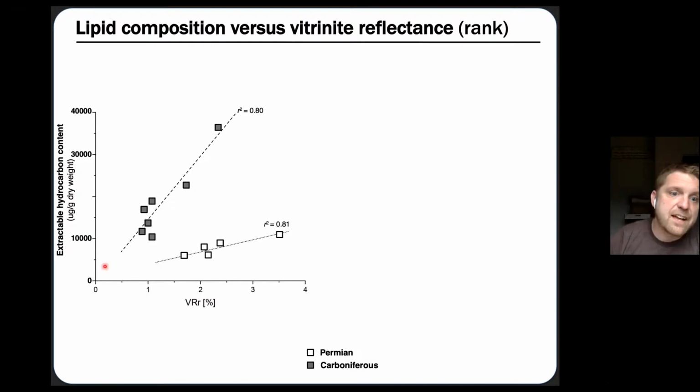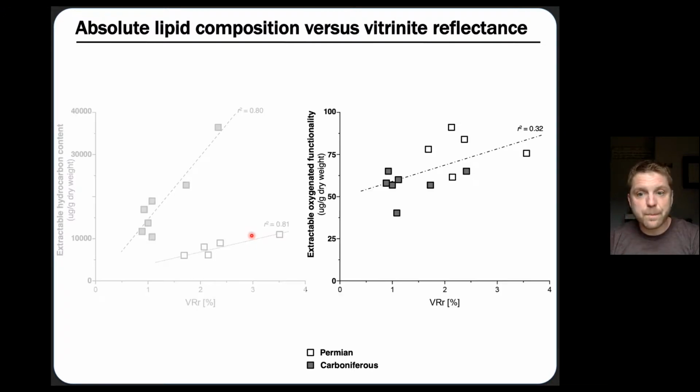What we'll see is that as the vitrinite reflectance of the sample, the maturity or rank of the sample, goes up, we tend to have larger amounts of extractable hydrocarbons, whether in the Carboniferous or the Permian samples, although the two sample sets show different behavior.